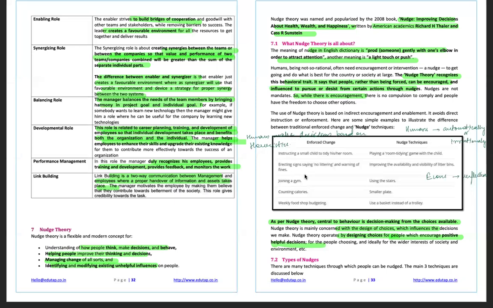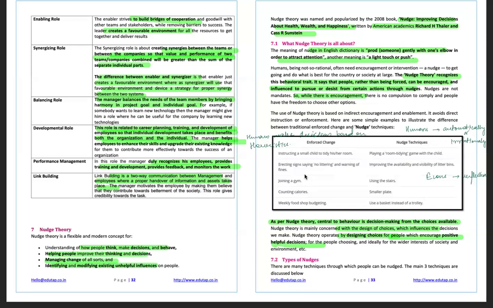Enabling role: the enabler strives to build bridges of cooperation and goodwill with other teams and stakeholders while removing barriers to success. The leader creates a favorable environment for all the resources to get together and deliver the results. Synergizing: creating synergies between the teams or between the companies so that value and performance of two teams or companies combined will be greater than the sum of the separate individual parts. So the difference between enabler and synergizer is that the enabler just creates a favorable environment, whereas the synergizer will use the favorable environment and devise a strategy for proper synergy between the two systems.